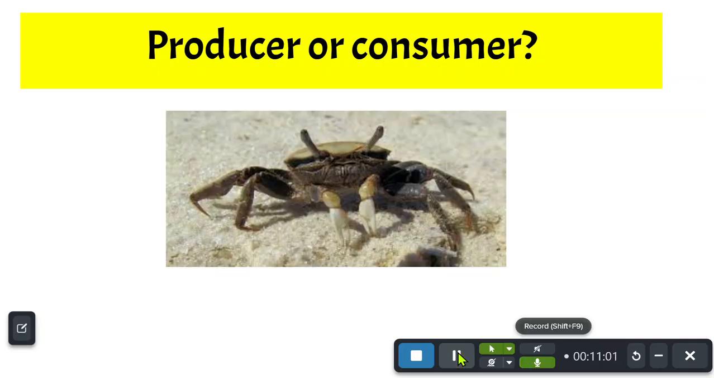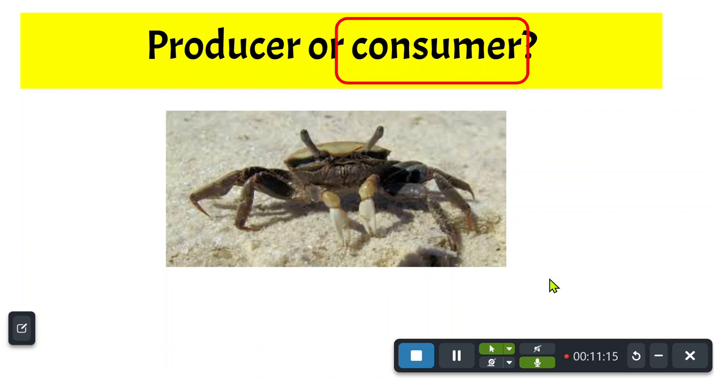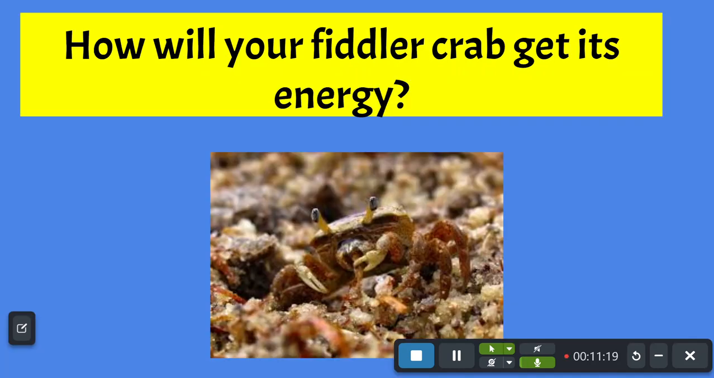Okay, so now I want you to think about whether a fiddler crab is a producer or a consumer. Is it producing its own food based on photosynthesis, using the light from the sun, or is it eating other things? And of course, it's a consumer. It's eating other things. We watched these fiddler crabs eat in those videos. All right, so how will your fiddler crab get its energy?